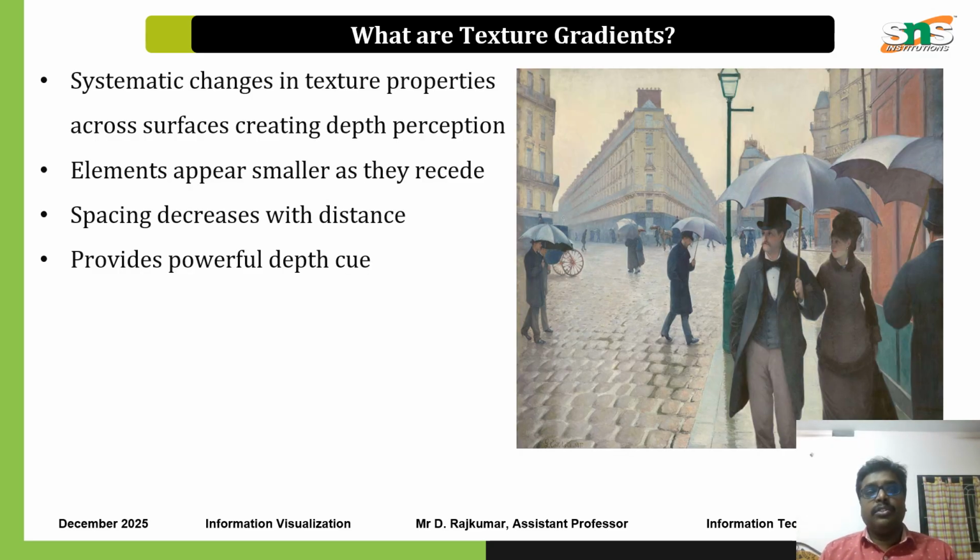What are texture gradients? They are the systematic changes in texture properties across a surface, which help us to create a strong depth perception. You can just visualize an image where the background shows a building; by employing different textures, we can make sure that image is also clearly seen. The elements appear smaller as they recede, and the spacing decreases with distance. So it provides a very powerful cue. In-depth visuals can be made by providing different textures, even at a longer distance.